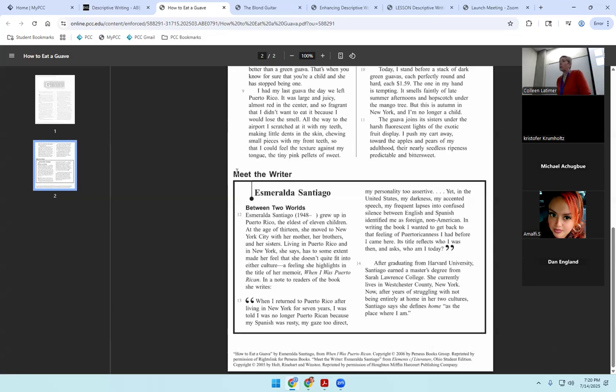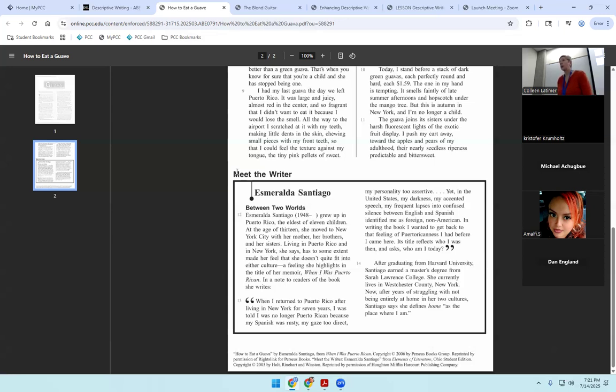"In writing the book, I wanted to get back to that feeling of Puerto Ricanness I had before I came here. Its title reflects who I was then and asks, who am I today?" After graduating from Harvard University, Santiago earned a master's degree from Sarah Lawrence College. She currently lives in Westchester County, New York.